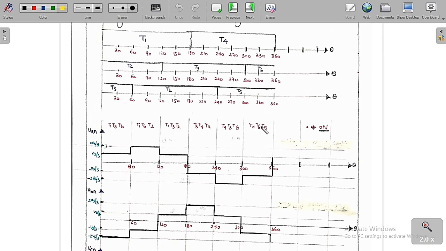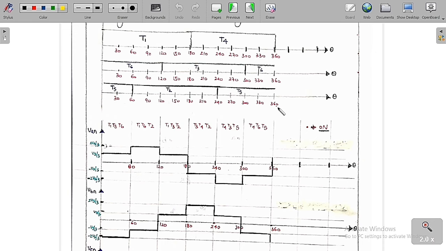Again, the last one, from 300 to 360. If you analyze from 300 to 360, you can see clearly that T4, T6 and T5 are going to conduct. If you analyze with these switches on and find the value of VAN, VBN and VCN, then we get VAN as minus Vs by 3, VBN as minus Vs by 3, and VCN as 2Vs by 3.